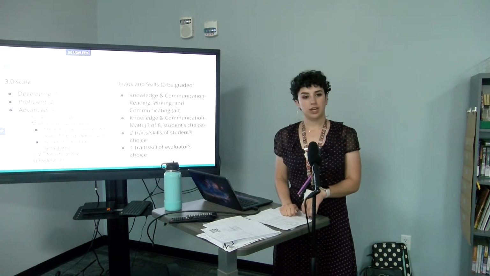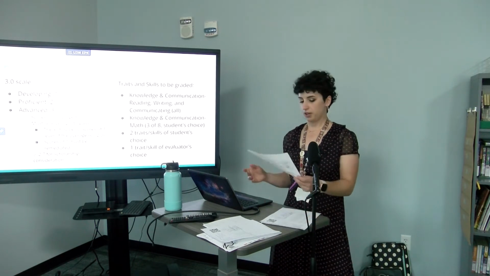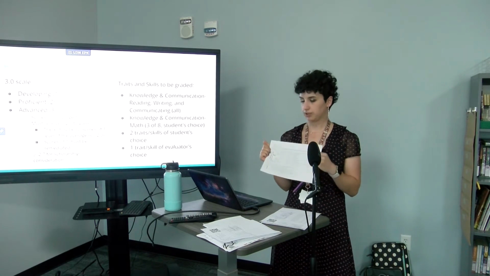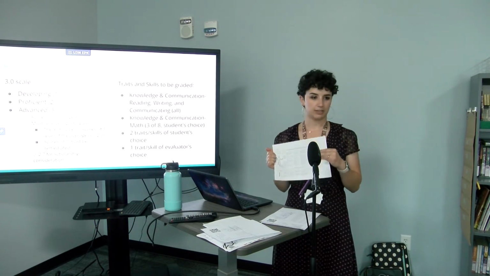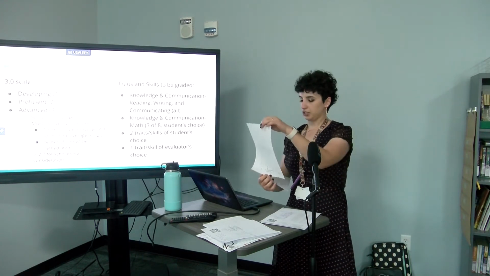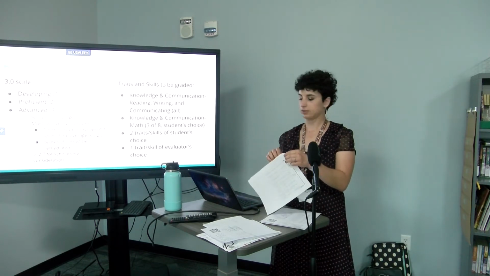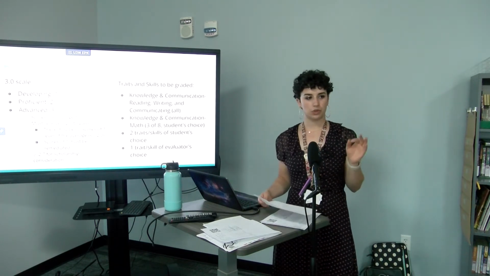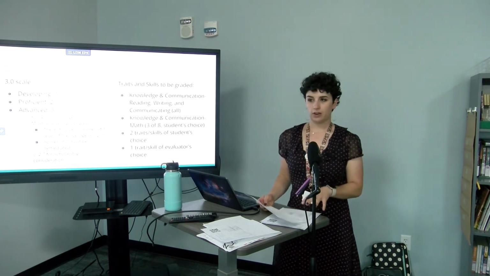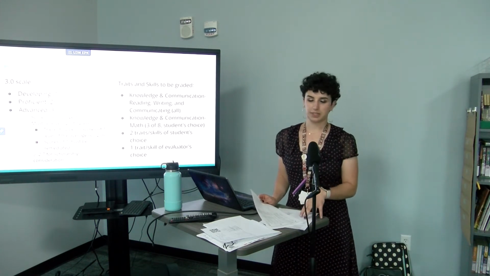The skills that are graded. So this is the important part for you guys. On your rubric, knowledge, communication, reading, writing, and math, this first box. Every single box there is graded. The next section is the math section. You'll notice that there are 8 math principles. Students choose 3 out of the 8 that are graded. So you will not grade all 8. You will only grade the 3 that the student chose to present.